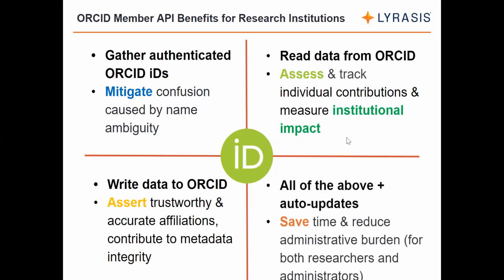And finally, all of this is designed to ultimately save time and reduce administrative burden, both for your researchers and research administrators and staff. By utilizing the auto update functionality as well of the Premium Member API, you can save even more time for everyone involved because your systems can automatically get notified and updated anytime a change is made to your researchers' ORCID records.